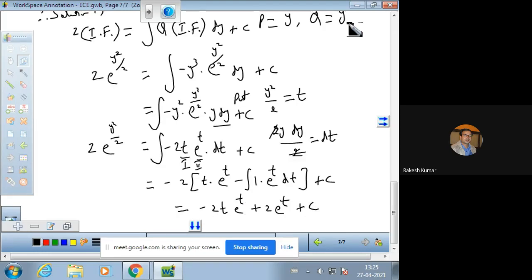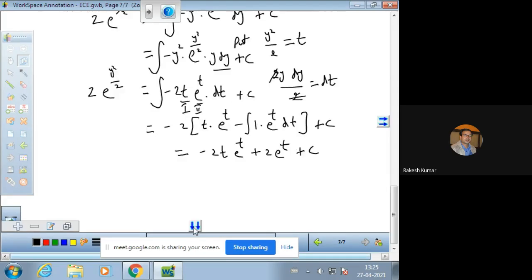And you know the value of t is y square over 2. So minus 2 times y square over 2, e raised to power y square over 2, plus 2 e raised to power y square over 2 plus c. So here is z e raised to power y square over 2.